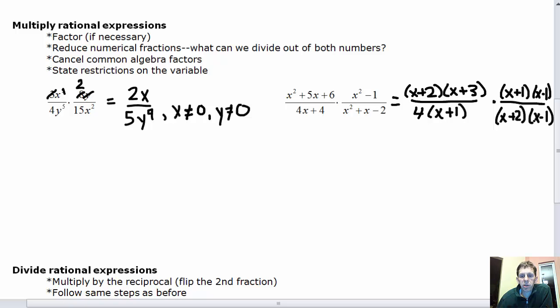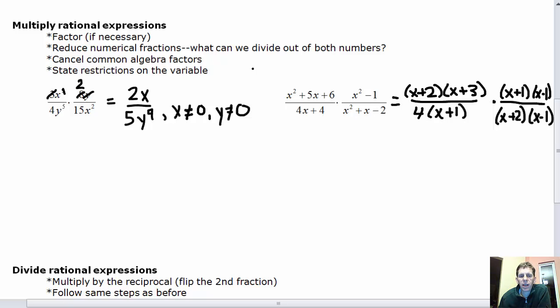So we factored all of the numerators and denominators. We have a trinomial in the first fraction in the numerator, which factors into x plus 2 times x plus 3. The denominator, you can take out a 4, and you're left with x plus 1 in parentheses. The second numerator is a difference of squares. It's x plus 1 times x minus 1. And we have this trinomial in the bottom right corner, which factors into x plus 2 times x minus 1.